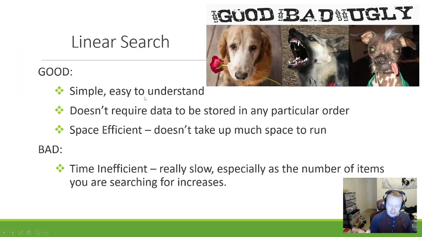So, linear search, it is super simple to understand. Like, if I can understand it, you all can understand it. It doesn't require data to be stored in any order because we're just going to go through and look anyways. And it's space efficient. We just need the array to go and check. It's super slow. Super slow. If you have huge amounts of items, it's going to take so long to check them all.